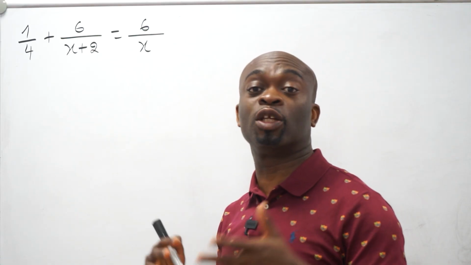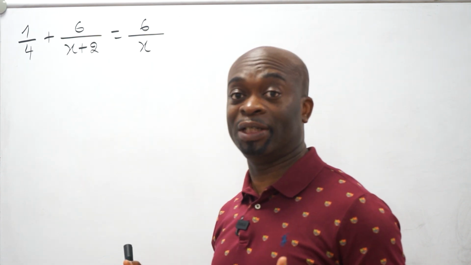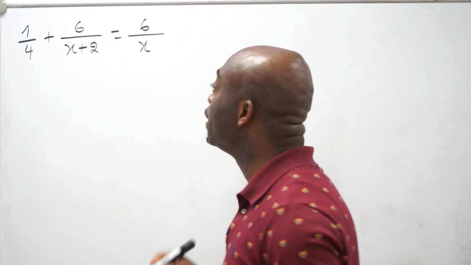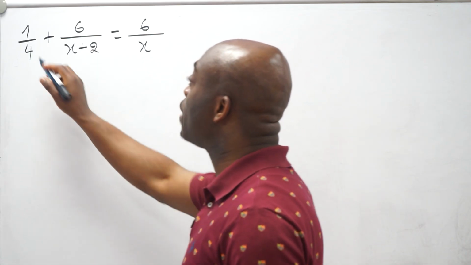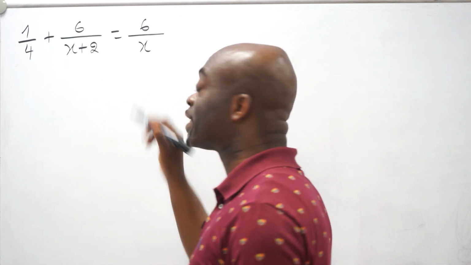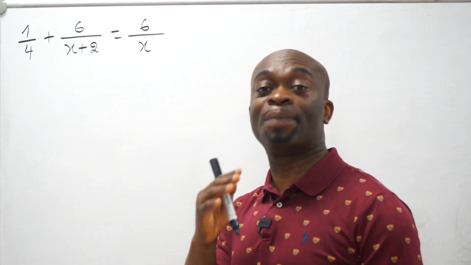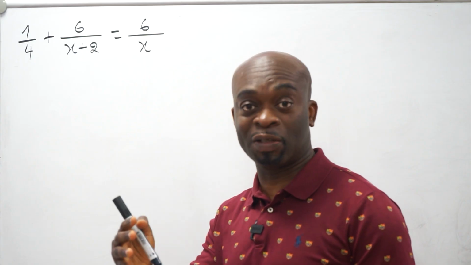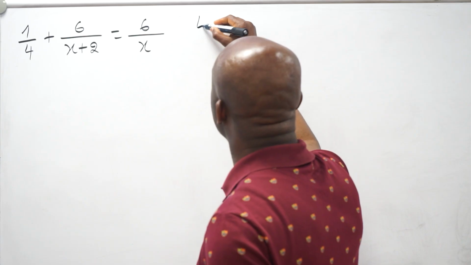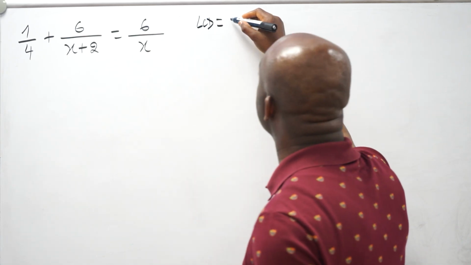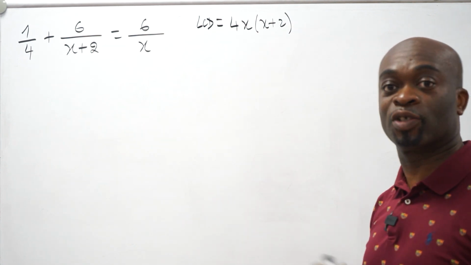The first thing we've got to do is find the lowest common denominator, because we want to be able to eliminate the denominators. We want it to be flat. The lowest common denominator here is not going to be difficult, because we have 4, we have x plus 2, we have x, which are 3 different factors. Whenever you have different factors, the lowest common denominator is always the product. That means you multiply all of them together. So in this case, the lowest common denominator is 4 times x times x plus 2. That'd be the LCD.